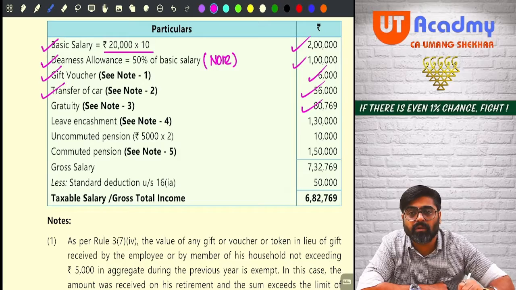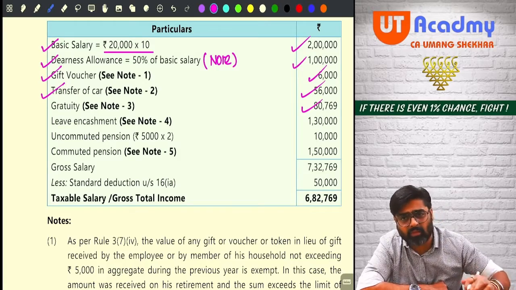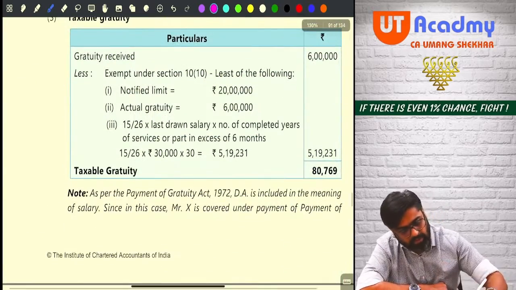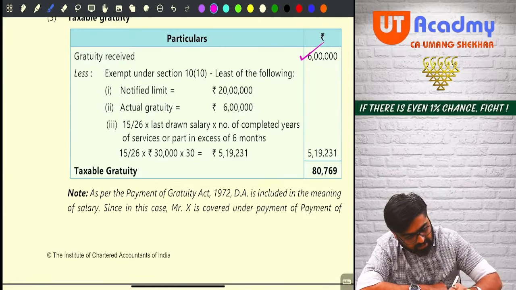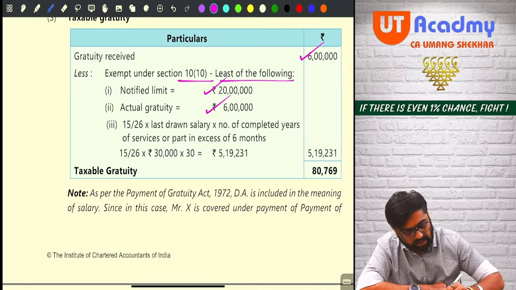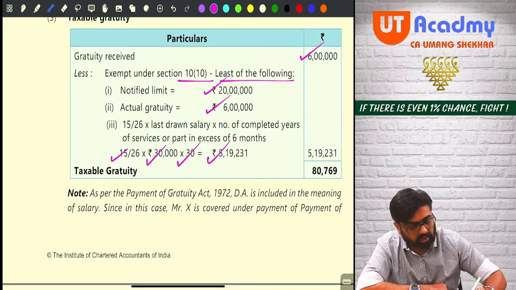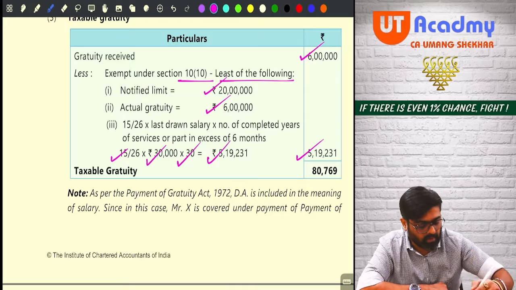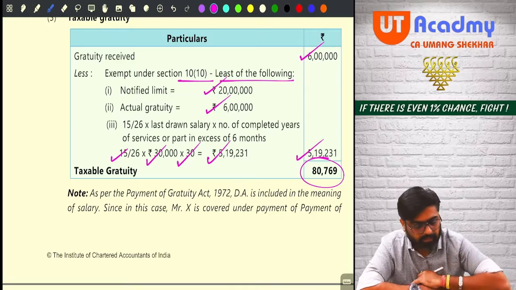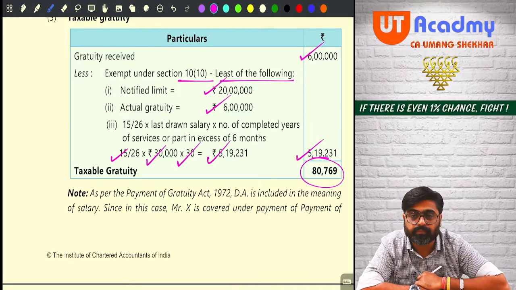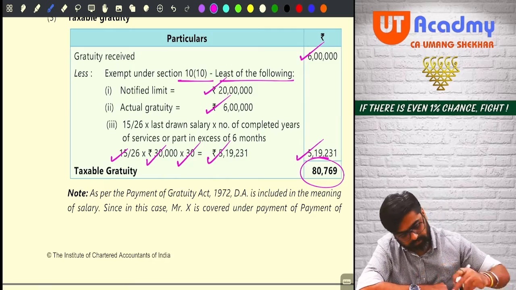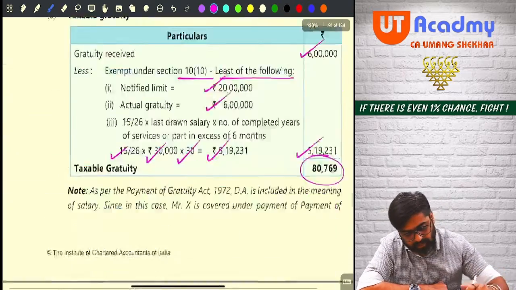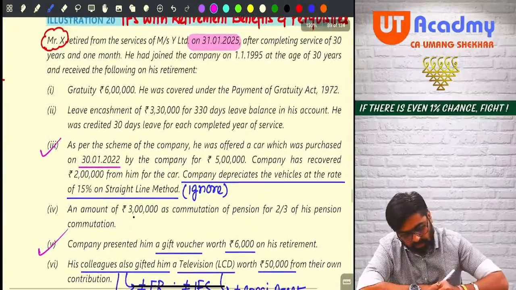Are you all getting this? So how was this calculated? See, a note is given. Gratuity received 6 lakh. Exemption under section 10(10) will be least of the following. This is the notified limit, 20 lakh. Actual gratuity 6 lakh. 15 by 26 into last drawn salary for 30 years will be 5 lakh 19,231. This 5 lakh 19,231, being the lowest of three amounts, will be exempt out of 6 lakh. 80,769 will be taxable. Got it? Now pay attention. Gratuity is done. So this point number 1 is done.